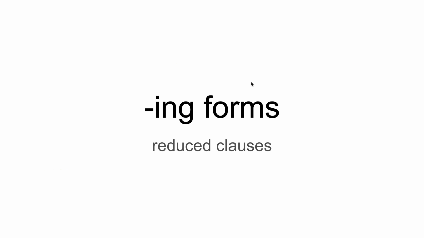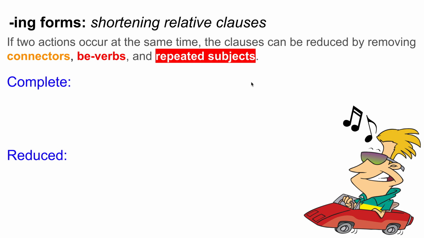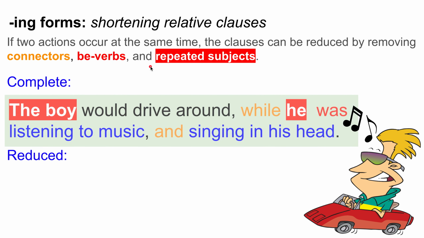Let's move on now. Let's look at reduced clauses. Once again, we're looking at simplifying sentences by using ing forms. If two actions occur at the same time, the clauses can be reduced by removing the connectors, the be verbs, and the repeated subjects. Let's look at an example.